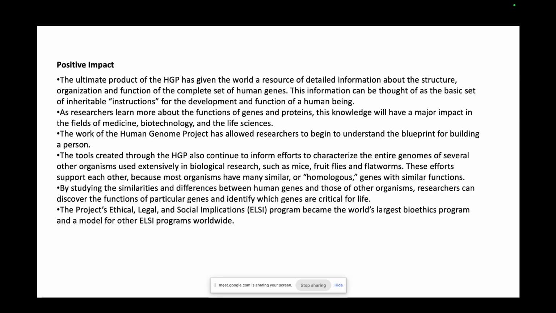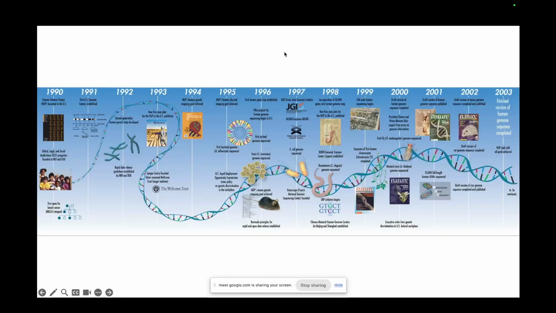And due to the sequence similarities and differences, we could discover functions of particular genes and identify genes which were critical to life. So that was very impactful. So this is a timeline of the Human Genome Project.